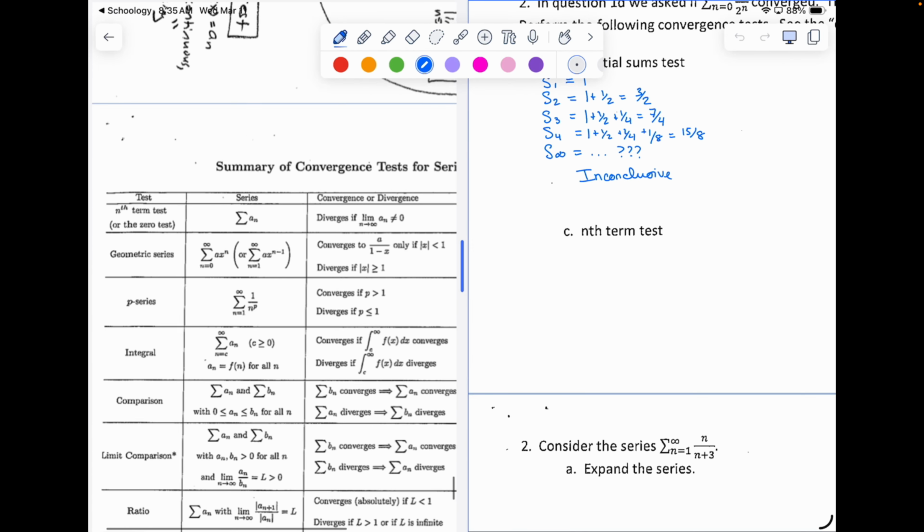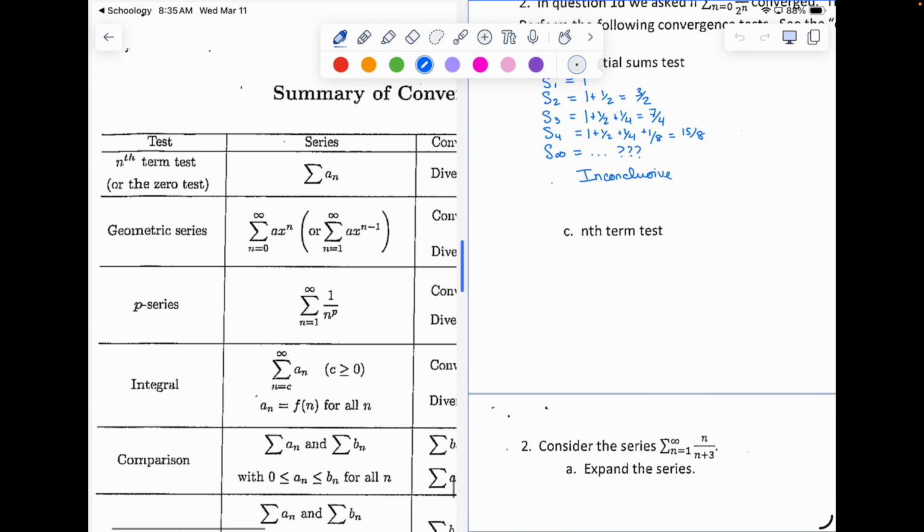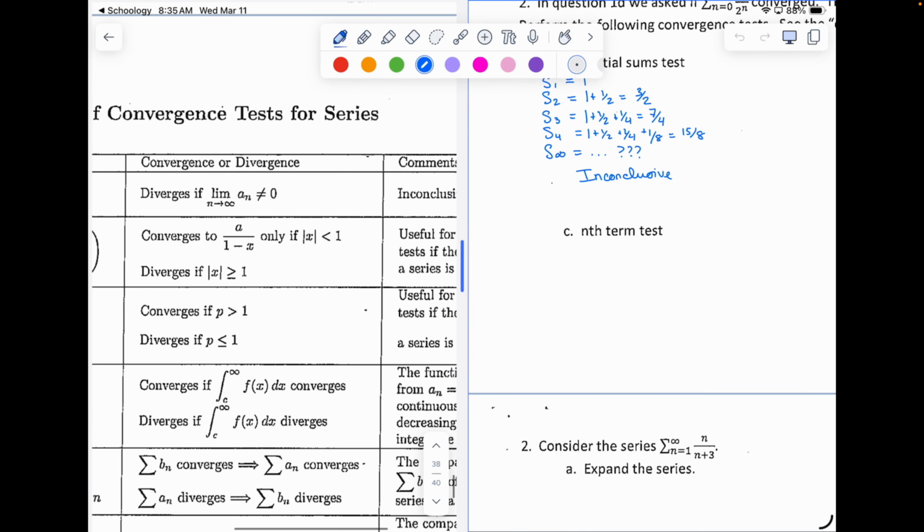Okay, so we were looking at our nth term test, and we are testing to see if the limit as n approaches infinity equals 0 or not. It's only good to tell me if it diverges, but it is a useful test, and it's almost always the first one I do.